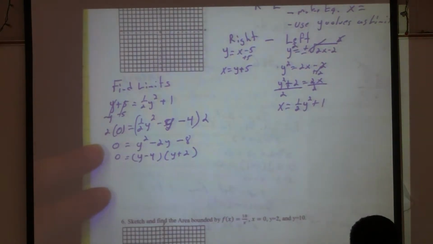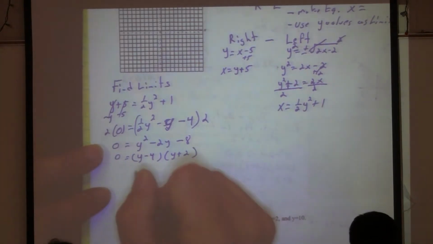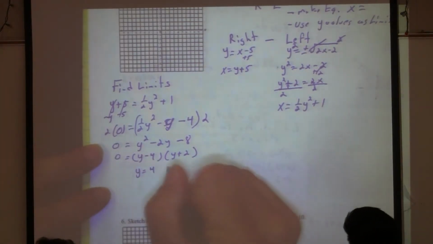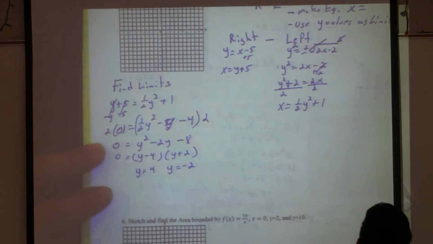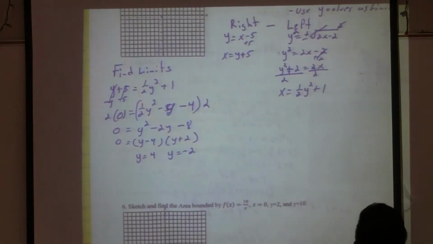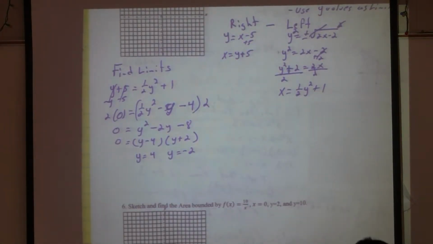Sure? Do your method. So we get y equals 4 and y equals what? I forgot how to do the wheel method. Forgot the wheel? Negative 2. Good.